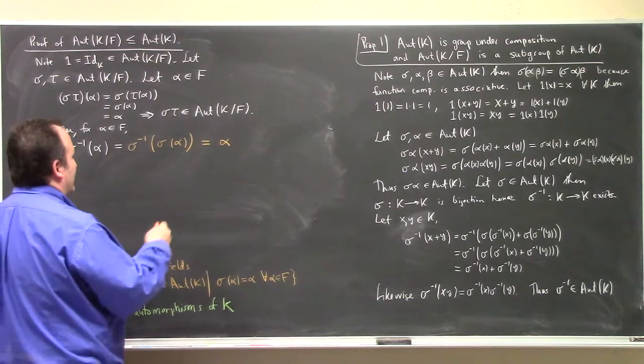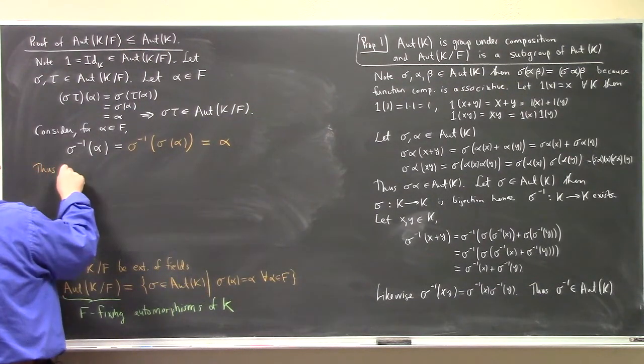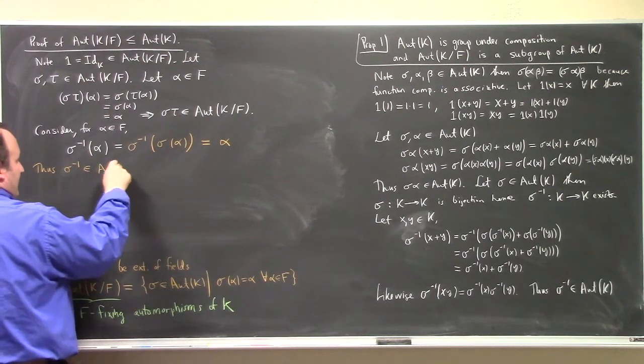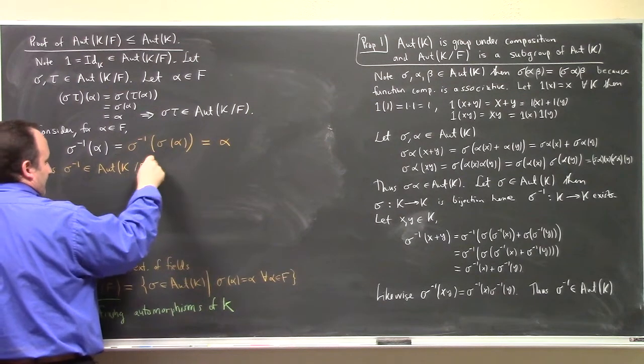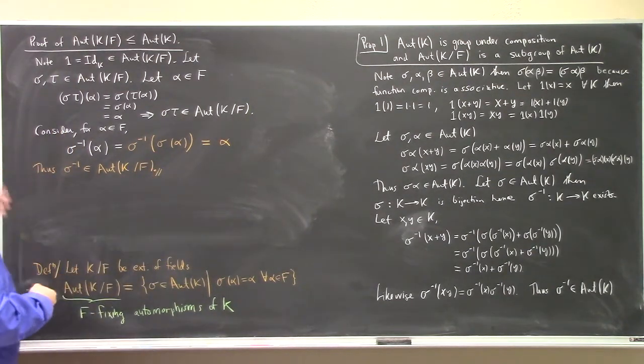So therefore, sigma inverse is an element of the F-fixing automorphisms of K. And that completes the proof because we've shown closure under composition and inverse, and it's non-empty, so by the subgroup test, Aut K over F is a subgroup of Aut K.